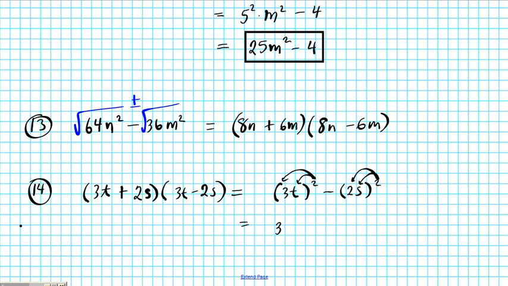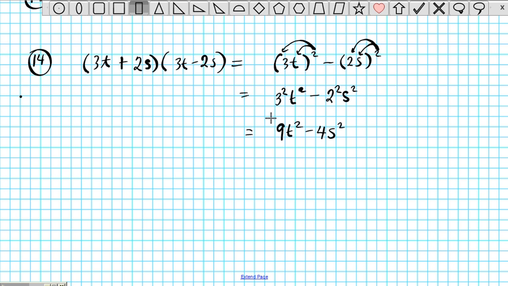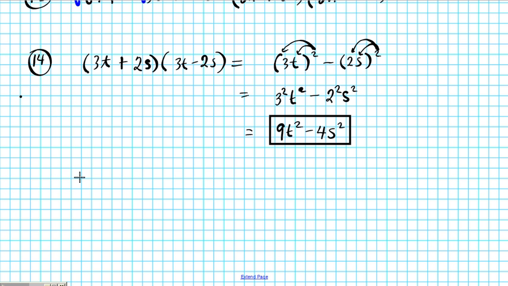So you're going to have 3 squared t squared minus 2 squared s squared. Okay? So the answer becomes 9t squared minus 4s squared. And there goes your final result. This is the expanded form. Alright, now let's move on to question number 15.